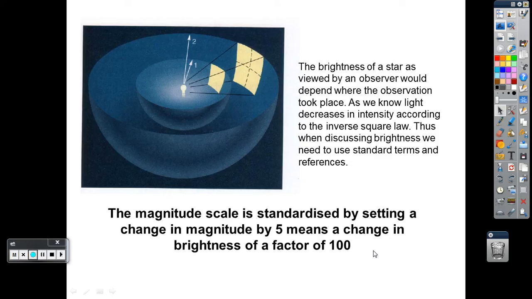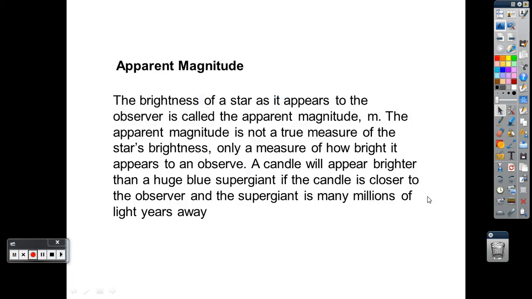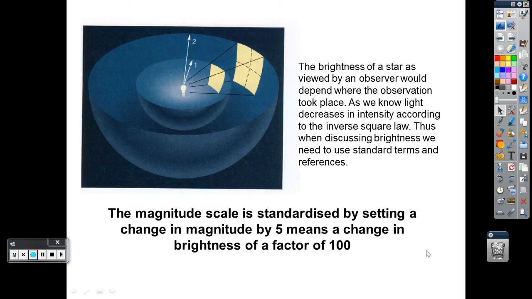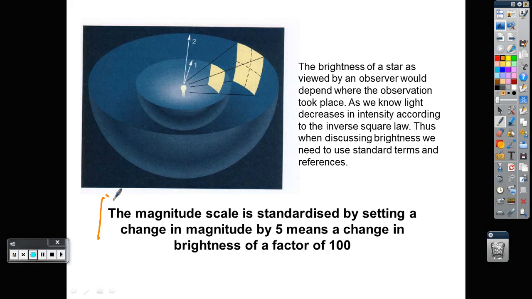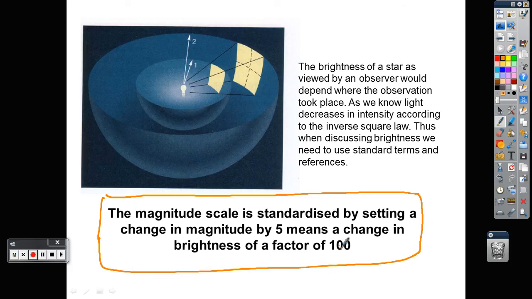Firstly, the understanding from our preliminary course is that as light goes away from a source, it gets duller. So we have a way of measuring brightness, which we call magnitude. And this magnitude scale has been standardized, and the standardization is shown here down below. We have decided that a magnitude change by 5 would mean a change of factor of brightness by 100.